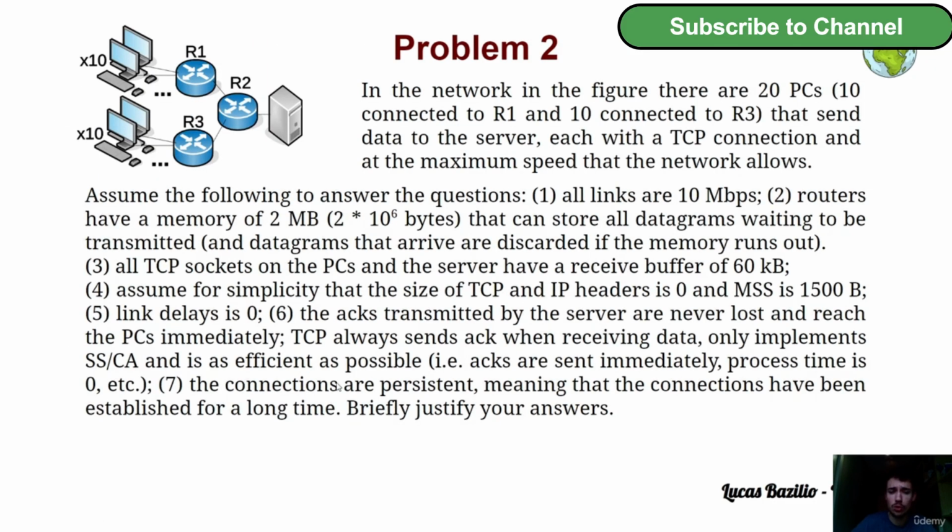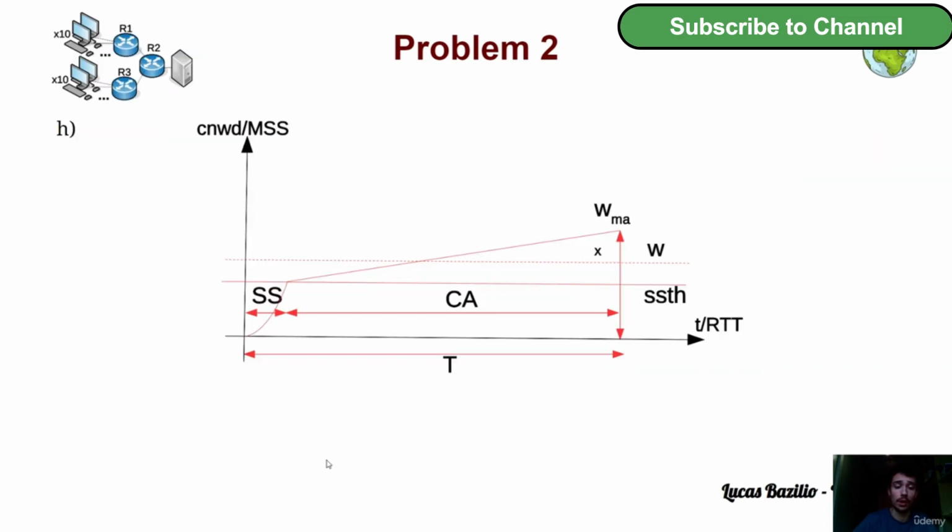Very well. So for this question, it's very important to remember what we did at the very beginning of the problem, when we introduced it, remember the assumption 6. The acknowledgements transmitted by the server are never lost and reach the PCs immediately. Also, the CPU always sends the acknowledgement when receiving the data, and it only implements this algorithm of slow start and congestion avoidance, and it is as efficient as possible. Very well. So with these assumptions, we can already sketch the evolution of the congestion window as we evolve the round trip time.